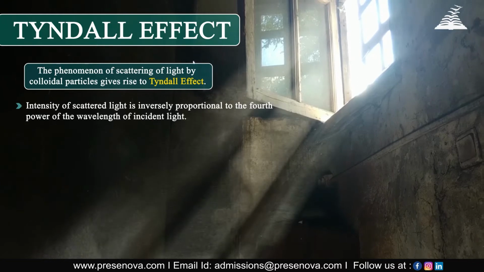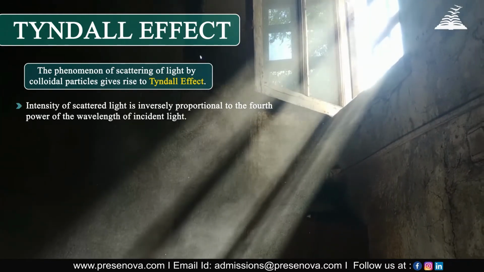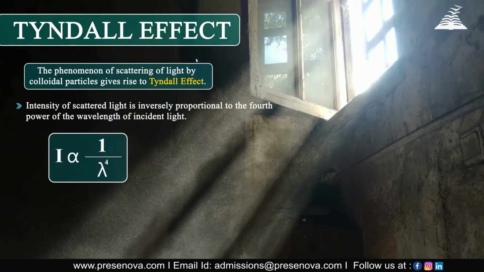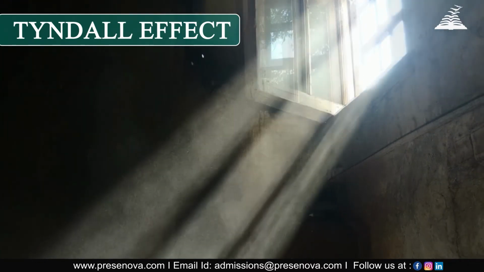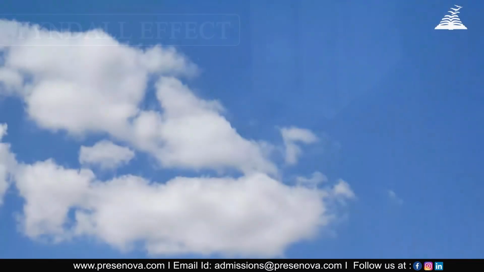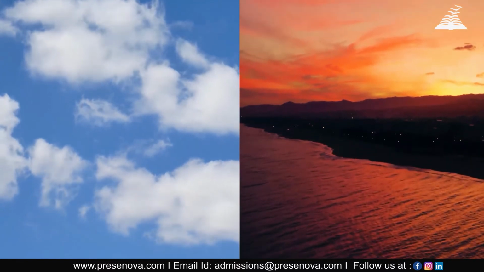The intensity of the scattered light varies inversely with the fourth power of the wavelength of the incident light. That is, I is proportional to 1 by lambda to the power 4. Two main applications of the Tyndall effect or scattering of light are the blue color of the sky and the reddish color of the sky during sunrise and sunset.